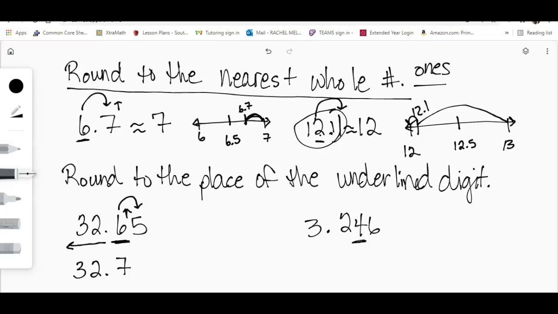Over here, again, I can do the same thing. I can write my 3, my decimal, and my 2, because that's everything that is before my underlined digit. So that will have to stay the same. And I'm going to look next door. Since 6 is 5 or more, that means that this 4 needs to go up. So that would round to a 5. So now we're going to practice that with some practice problems.